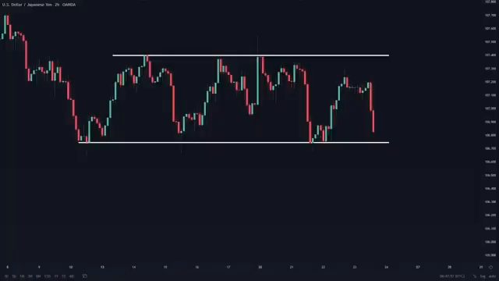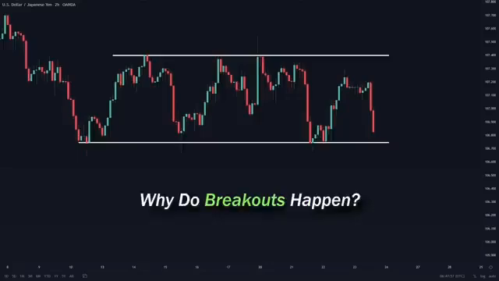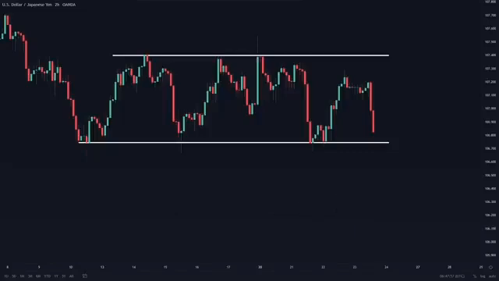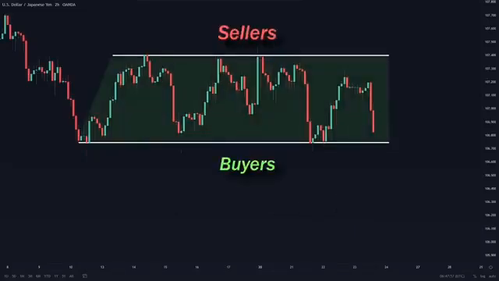Now, a common question that people tend to ask is, why do breakouts happen? What's the logic behind it? Well, let me explain. When prices are in a period of consolidation, it means that both buyers and sellers are equally strong. But once a breakout happens, let's say to the downside, all of a sudden, sellers are now stronger. And because sellers are stronger, buyers who bought at the support level are forced to close their position.